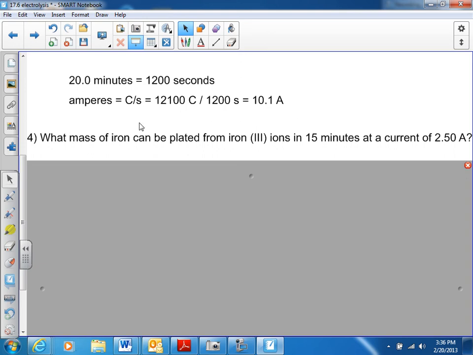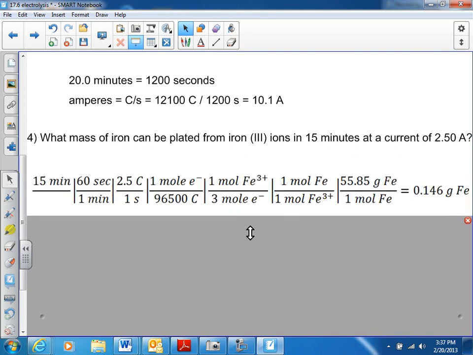And we're trying to get to the mass of iron from iron 3 ions. So we're just going to multiply these together. And again, pause if you can figure this out on your own. We'll get coulombs. We'll go coulombs to moles of electrons to moles of iron, and then moles to grams. And there you have it.